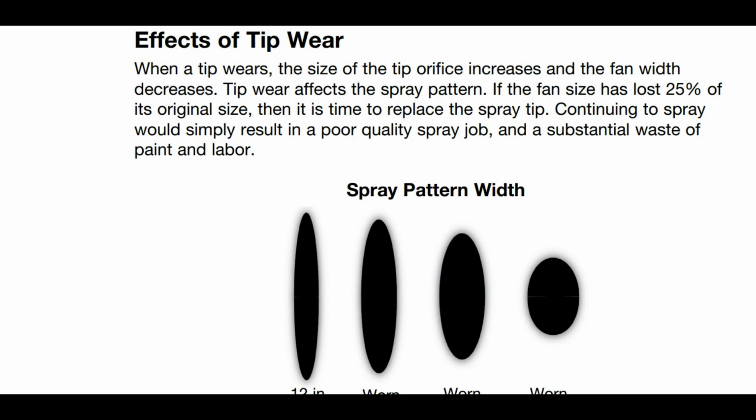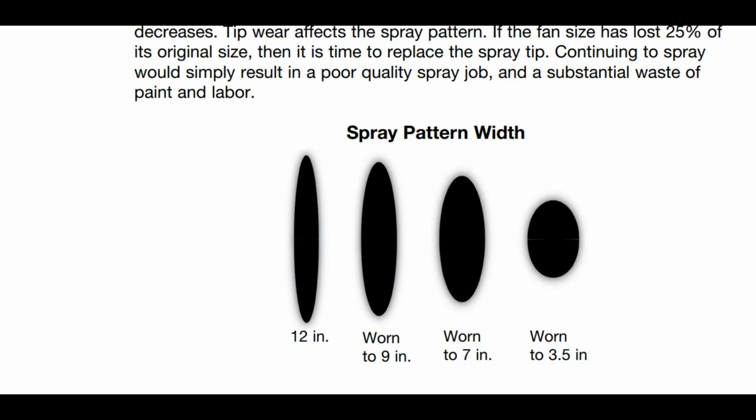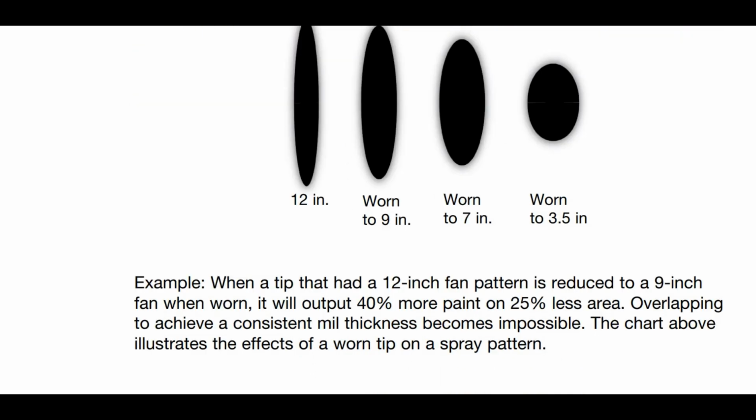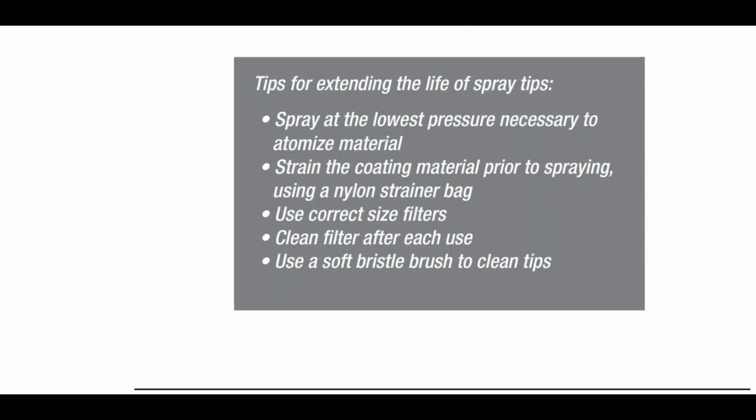Example: when a tip that had a 12-inch fan pattern is reduced to a 9-inch fan when worn, it will put out 40% more paint on 25% less area. Overlapping to achieve a consistent mil thickness becomes impossible. The chart above illustrates the effect of a worn tip on spray pattern.